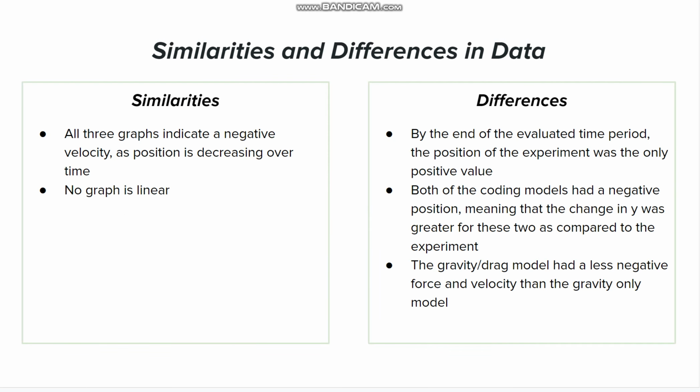Similarities and differences in data. So the similarities were that all three graphs indicate a negative velocity, as position is decreasing over time. Additionally, no set graph of position is exactly linear. The differences, however, was that by the end of the evaluated time period, the position of the experiment was the only positive value. Both of the coding models had a negative position by the end of the time steps, meaning that the change in y was greater for these two as compared to the experiment. Additionally, the gravity/drag model had a less negative force and velocity than the gravity-only model.